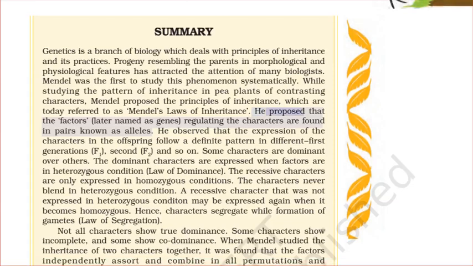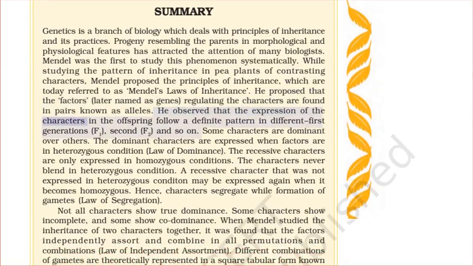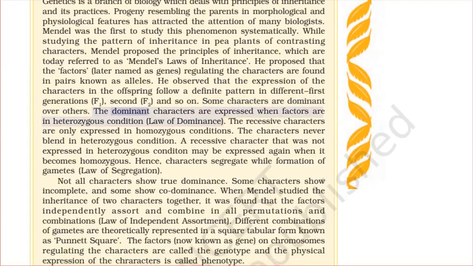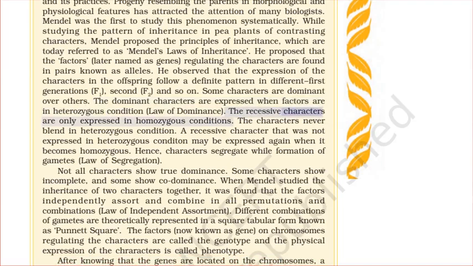He proposed that the factors, later named as genes, regulating the characters are found in pairs known as alleles. He observed that the expression of the characters in the offspring follows a definite pattern in different generations: first, F1, second, F2, and so on. Some characters are dominant over others. The dominant characters are expressed when factors are in heterozygous condition, the law of dominance. The recessive characters are only expressed in homozygous conditions.